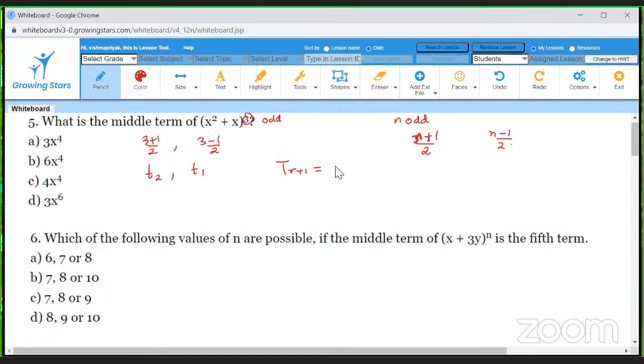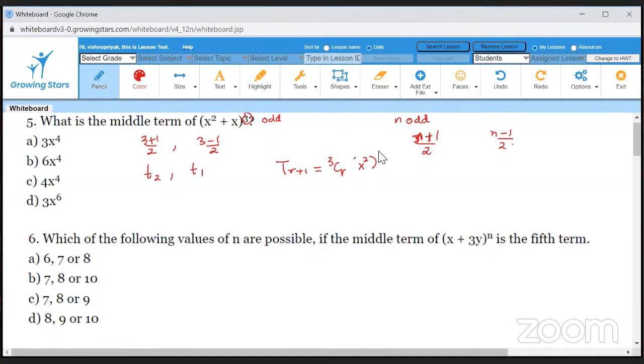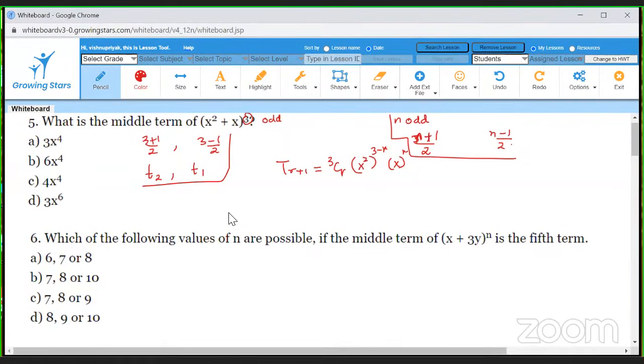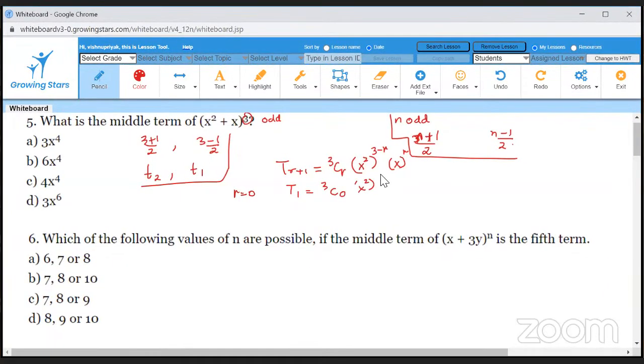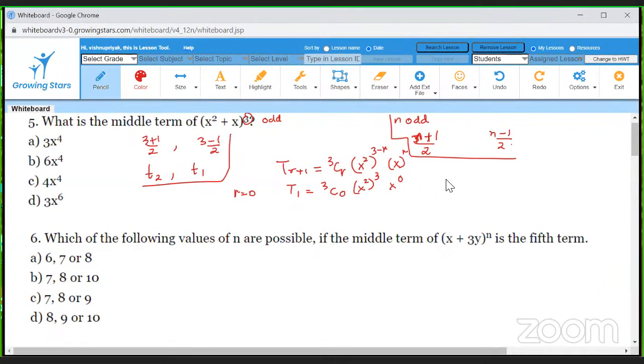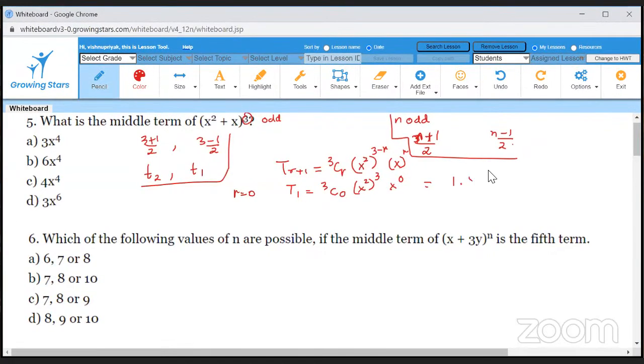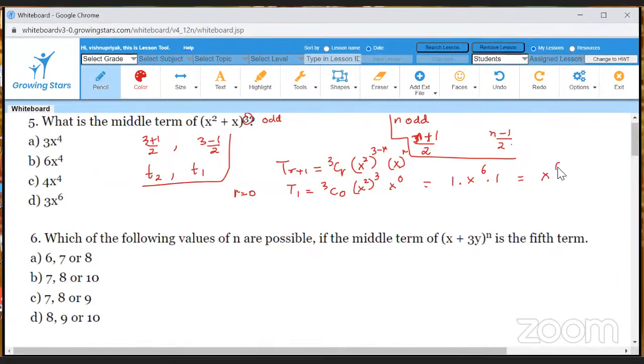Okay. (r+1)th term: 3Cr x square power (3 minus r) times x power r. This is what I have. Now first I will put r as 0 so that I will have T1. 3C0 x square power (3 minus 0) times x power 0. 3C0 is 1. Then x power 6. Then x power 0 is 1. So x power 6.